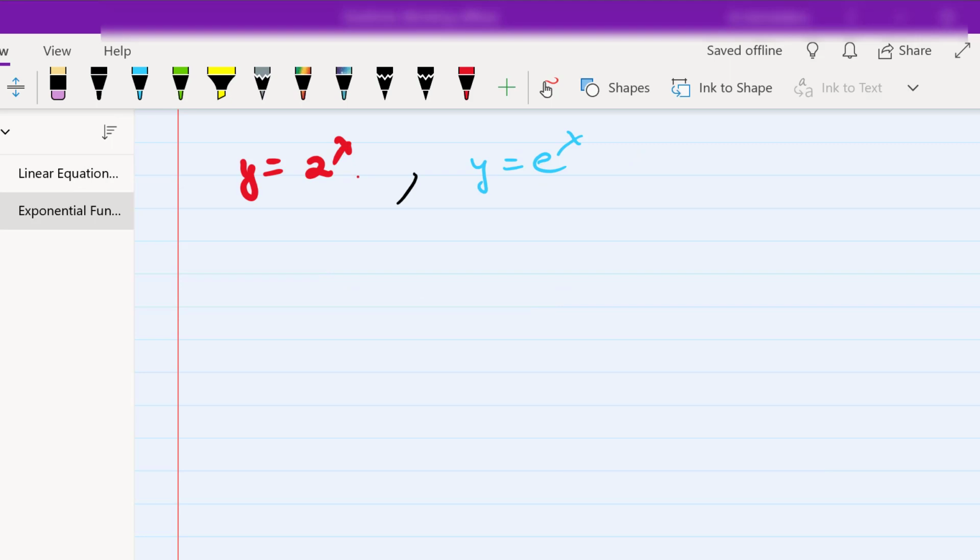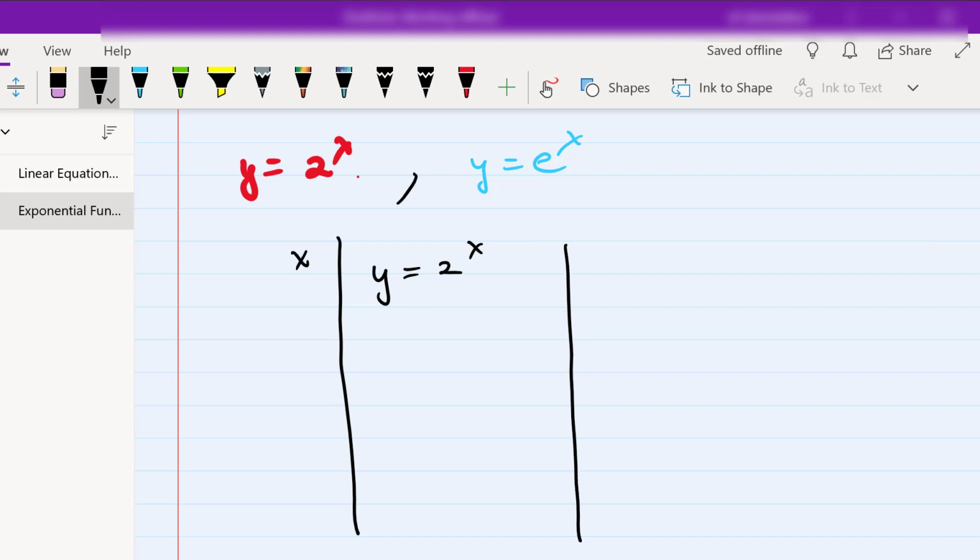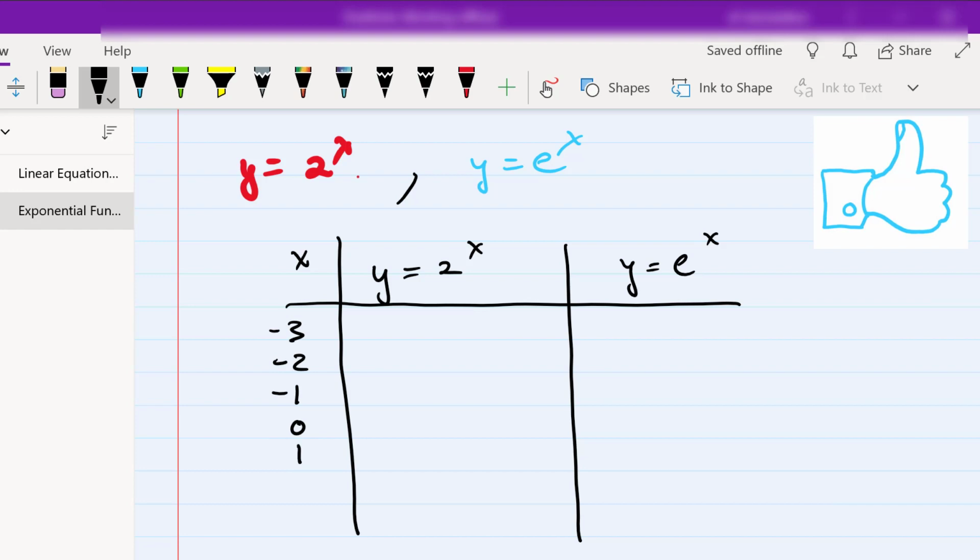Let us graph a table of values: x, y equals 2 to the power of x, and y equals e to the x. Let us consider values for x equals minus 3, minus 2, minus 1, 0, 1, 2, and 3.